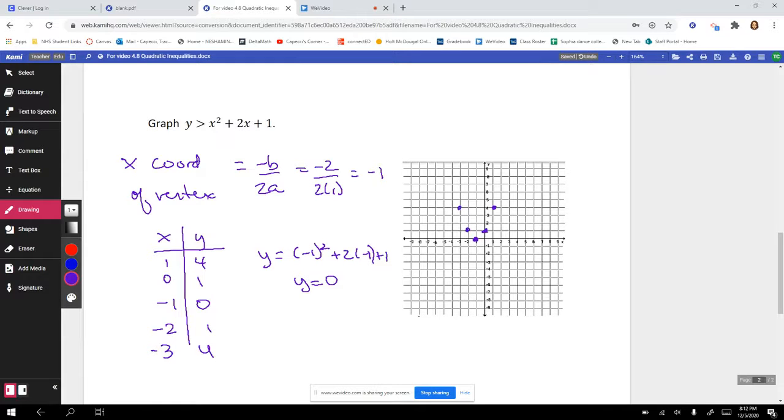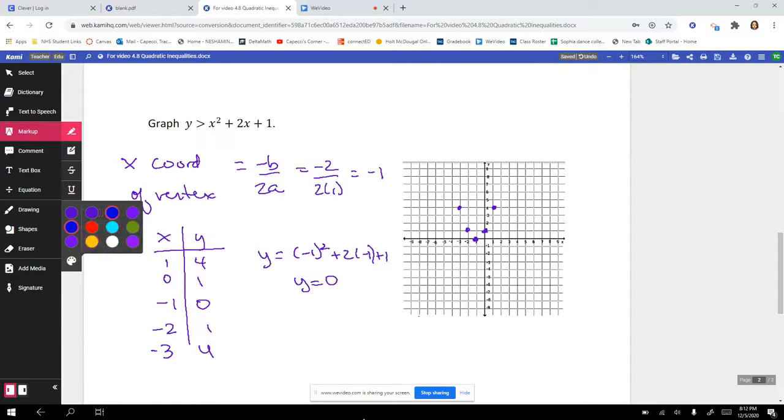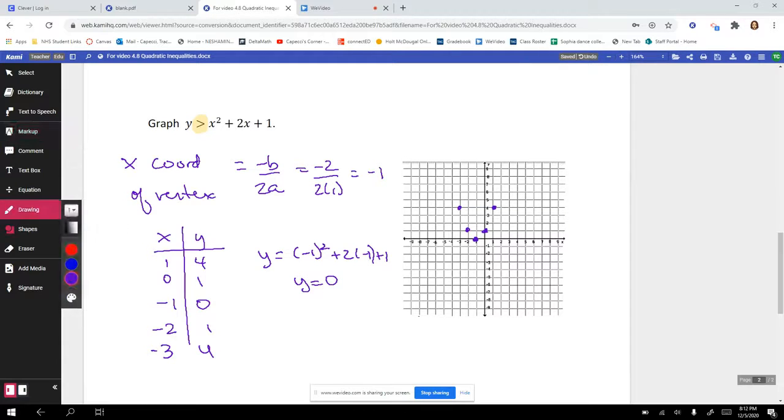Now, one thing I have to remember up here is I have greater than. So a couple things with that. I need to make sure that I'm using a dash line because that's an easy thing to forget. Not that it's hard to do. It's just an easy thing to forget. So I'm going to do a little dash line above my graph. And then I'm going to shade above. So above is right in here.